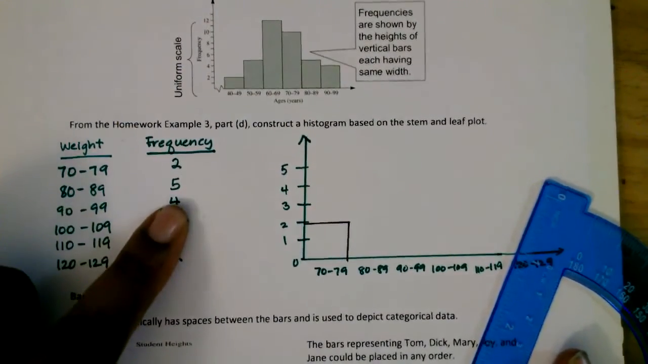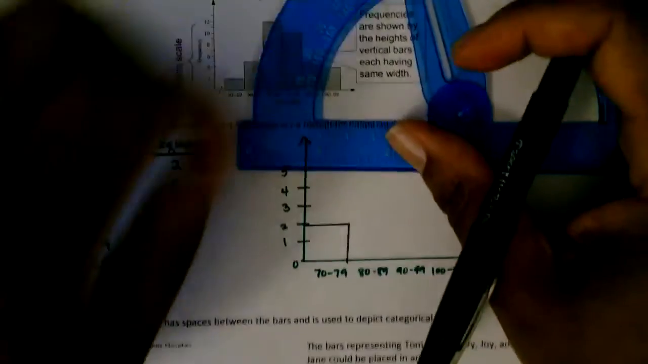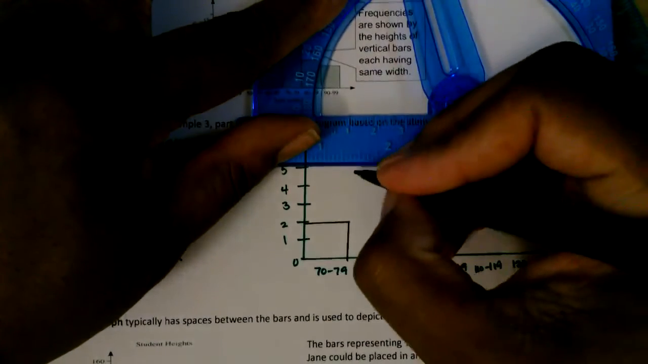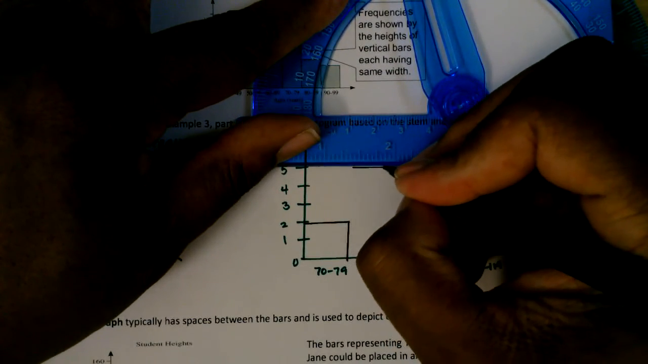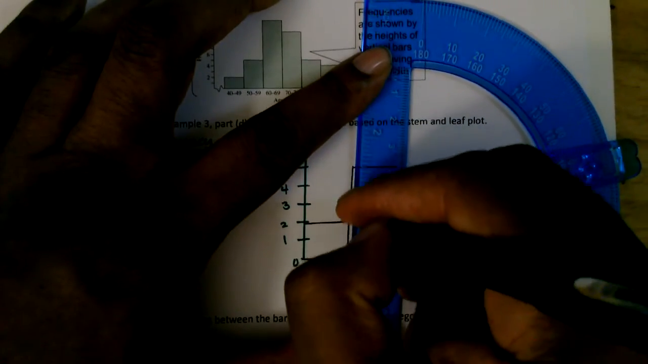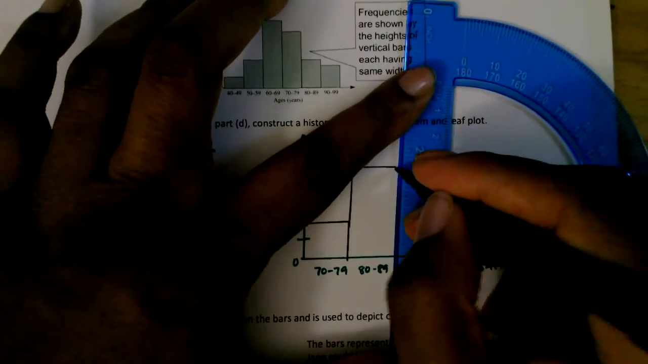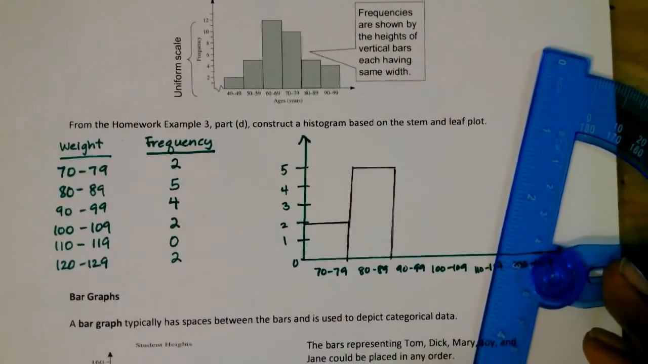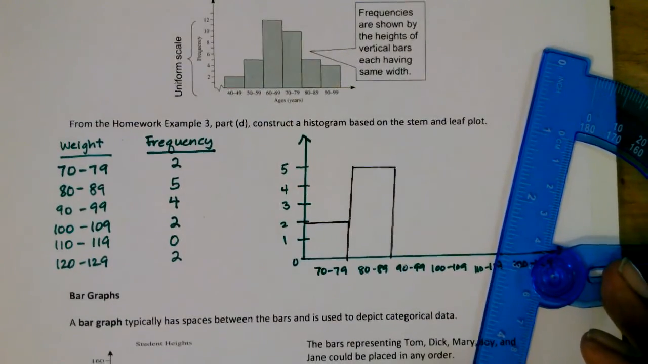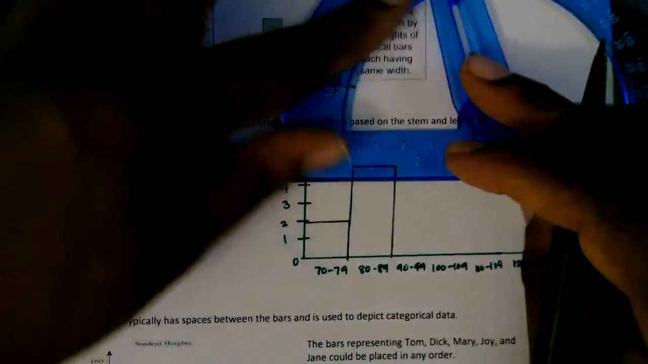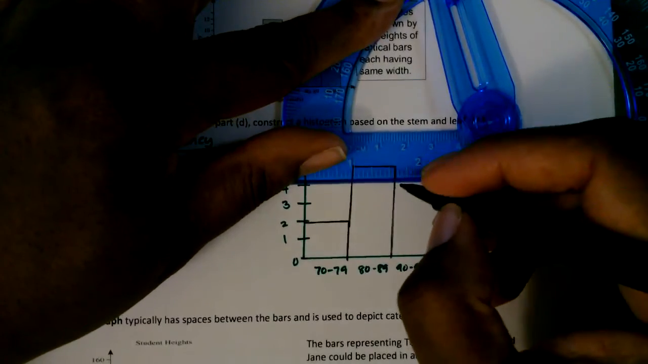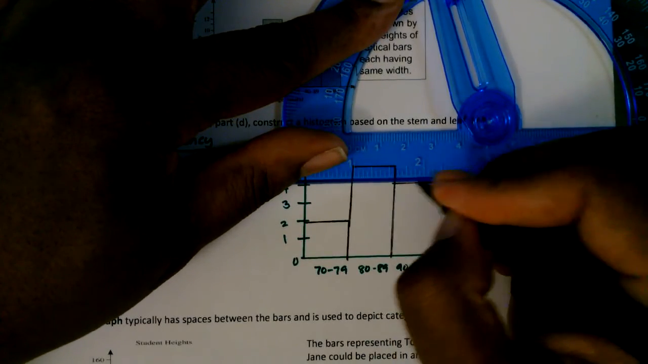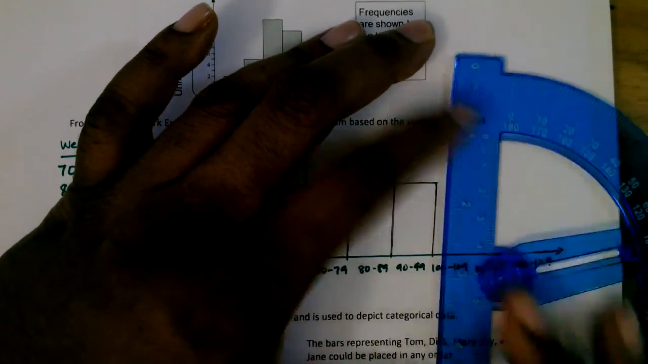Then from 80 to 89, the height of that bar was a 5. So here I'm going to draw a vertical bar. The height will be at 5 like this. Then I'm going to come down. Now the bars have to be adjacent to each other. They've got to be touching each other. So that's the height for 80 to 89. And then for 90 to 99, there was 4. So the height of that would be at 4, coming this way and coming down this way.